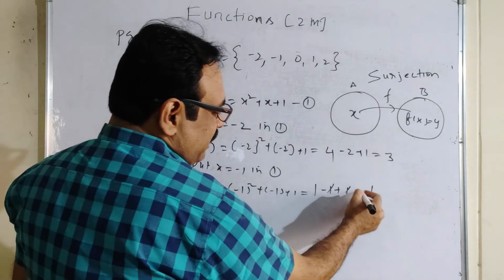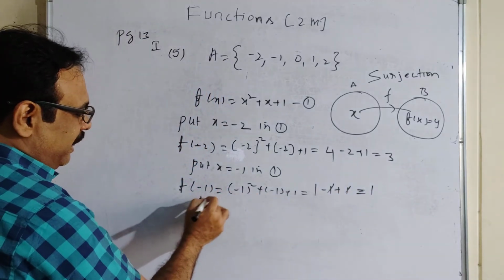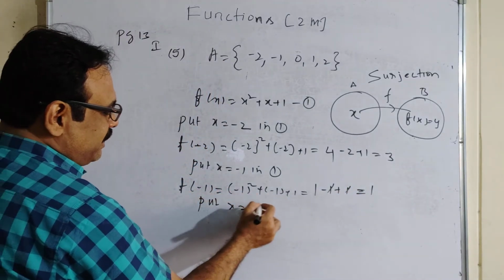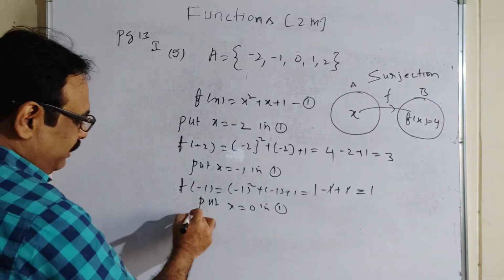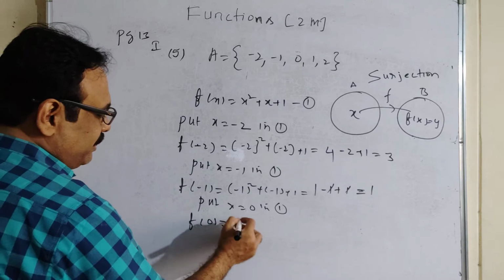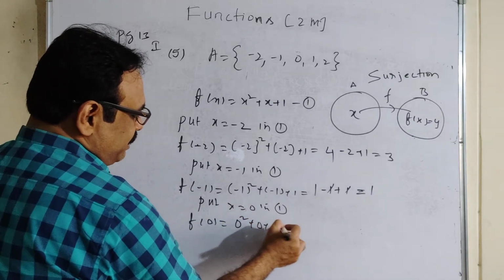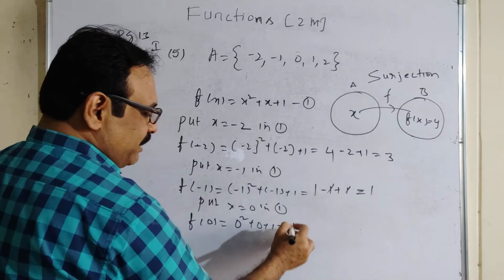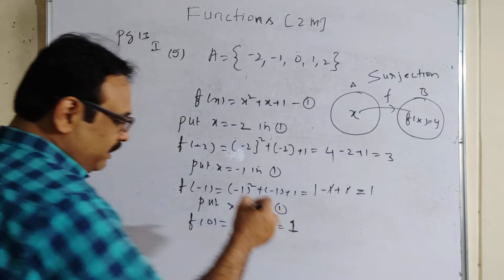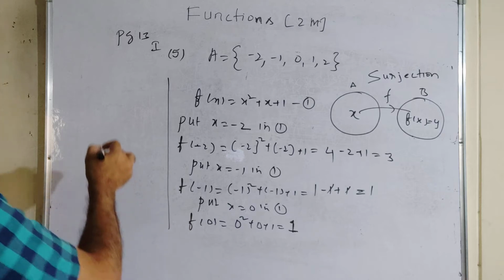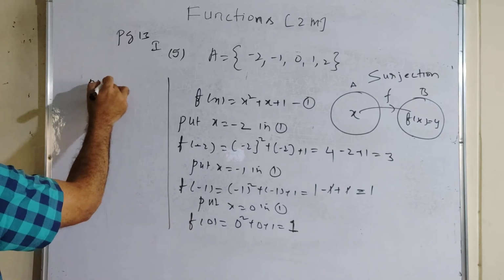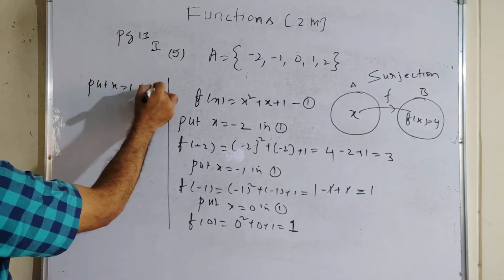Now coming to the next point, put x is equal to 0 in result 1. If I put x is equal to 0, you are getting f of 0, this is 0 square plus 0 plus 1. So the result is again 1. Now coming to this side, what I'll do is put x is equal to 1 in result 1.